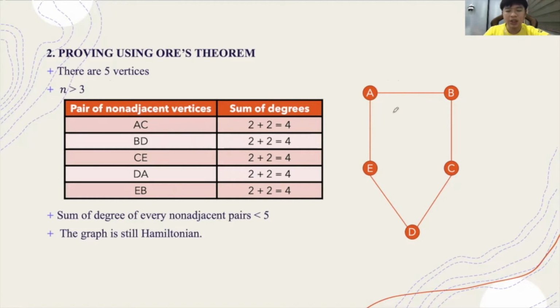But like what I said just now, although some graphs do not follow the theorem, they might be Hamiltonian also. So for example, A goes to B, goes to C, D, E, and back to A. So this is actually a Hamiltonian circuit.